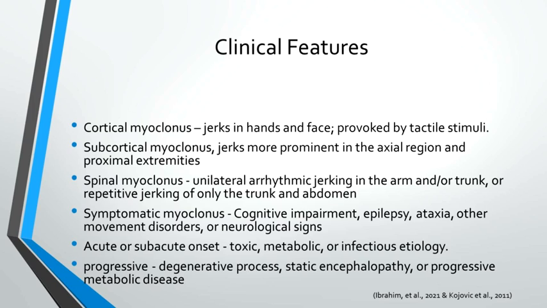You may, in this situation, get a repetitive jerking. And again, this is getting further and further away from the brain, per se, as it's moving down the CNS. Symptomatic myoclonus. This is where you actually have a little bit more brain involvement, where you're going to have a cognitive impairment, true epilepsy, you may have ataxia or other movement disorders, or again, some other neurological signs. Again, whether that patient has lost full consciousness or their GCS has become majorly altered. These are what we call symptomatic myoclonus.